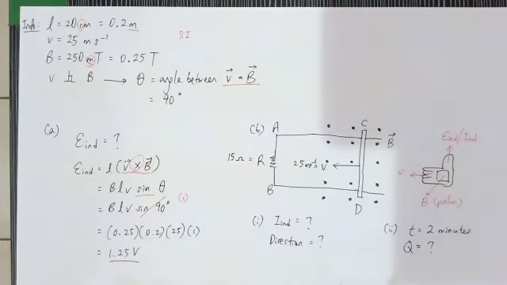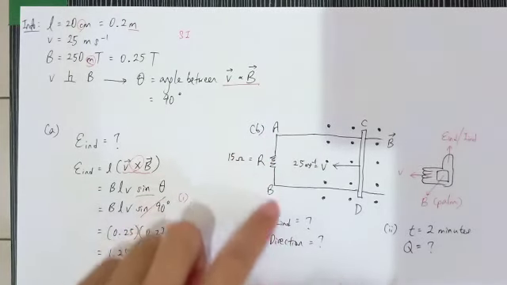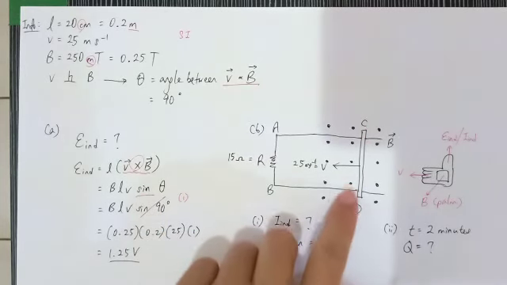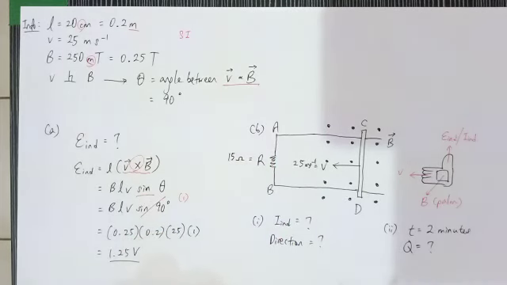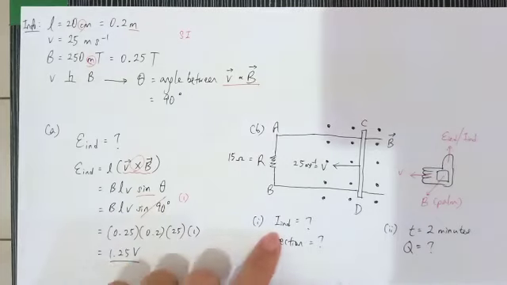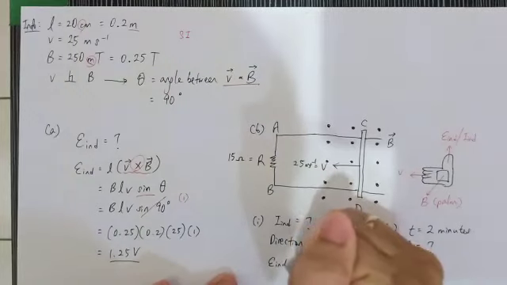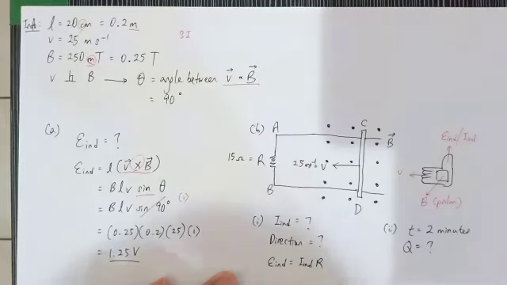Next, he asked to find the induced current for a straight conductor, and also the direction of the current if it is connected to a resistor. So how to find the induced current? Very easy. We already got the induced EMF. So to find the induced current, we just use the formula E induced equals I induced R.